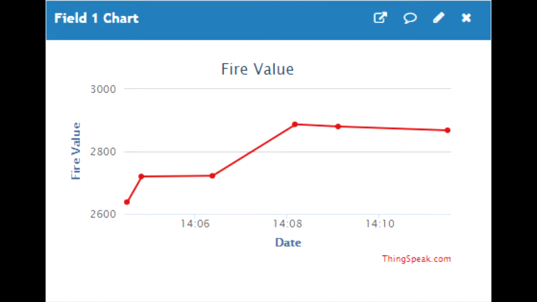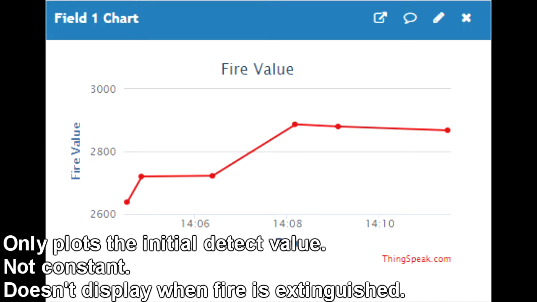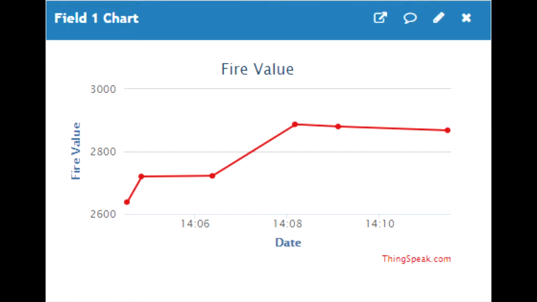And this is a sample graph of some of the data collected from my fire detector, plotted in real time using ThingSpeak. And on this graph, a higher value indicates the flame is either not as hot or it is further away from the detector.